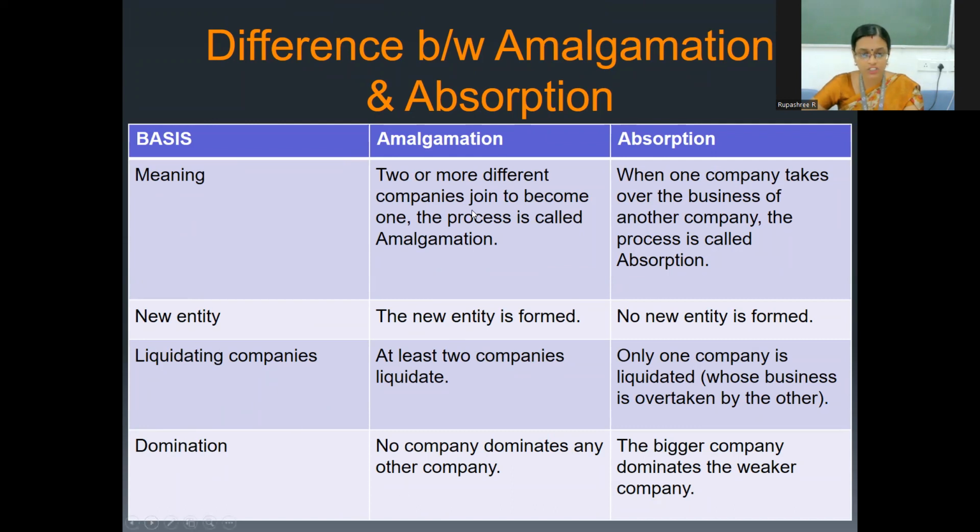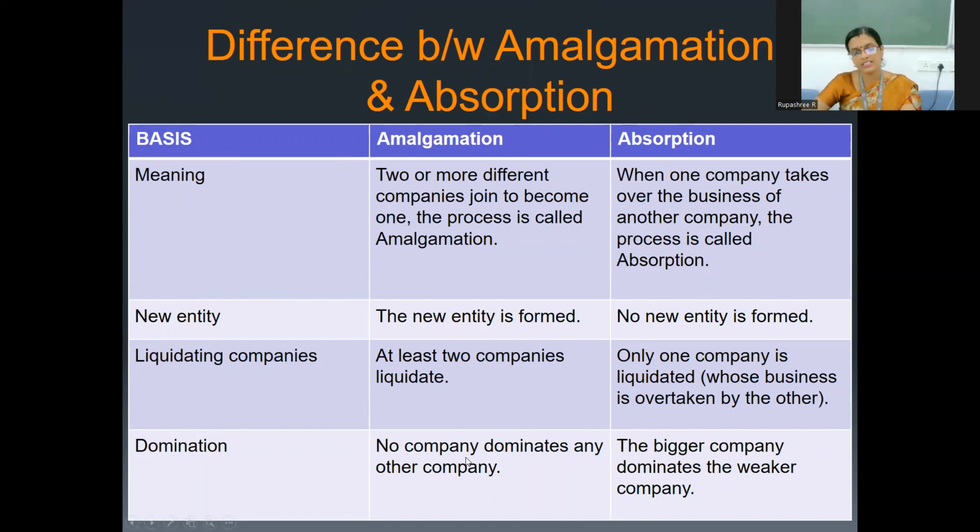So in case of amalgamation, a new company will always be formed. Hero liquidated, Honda liquidated, formed Hero Honda. Whereas in case of absorption, there is no new company that is going to be floated or formed. One existing company purchases another existing company. That's all. The third major difference is that in case of amalgamation, at least two companies must liquidate in order to become a new company. Whereas in case of absorption, only one company is liquidated, whose business is being taken over by the other company. Okay.